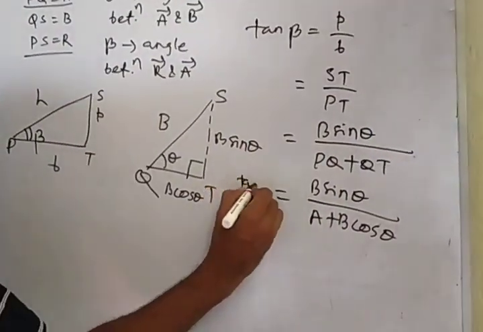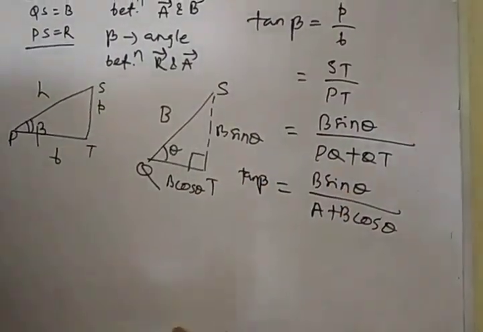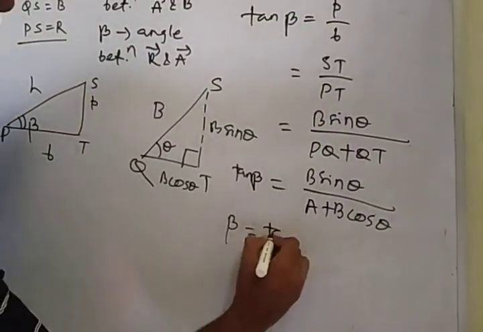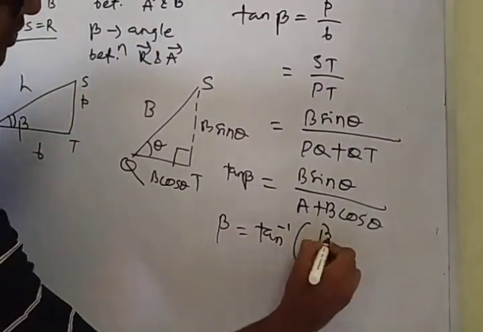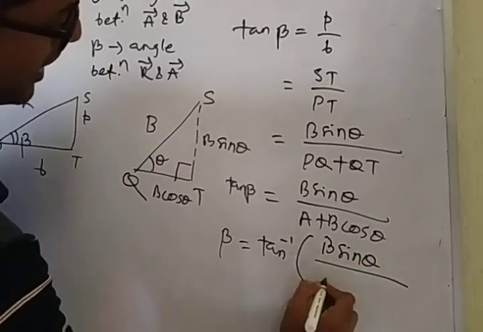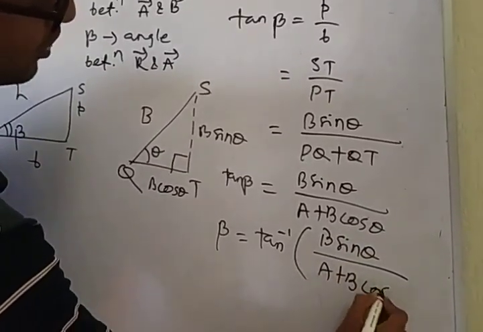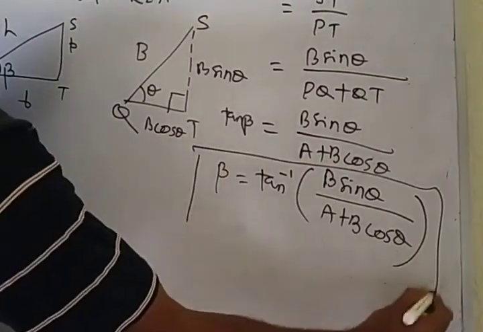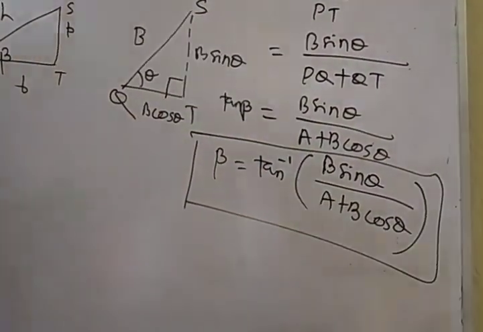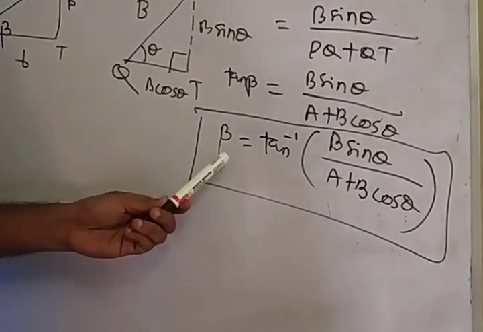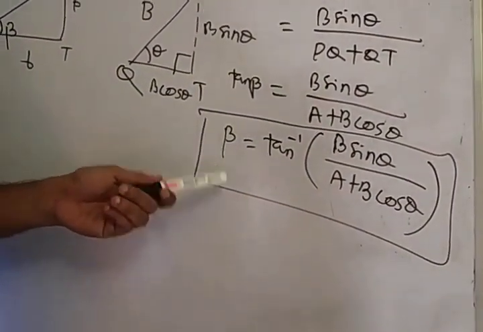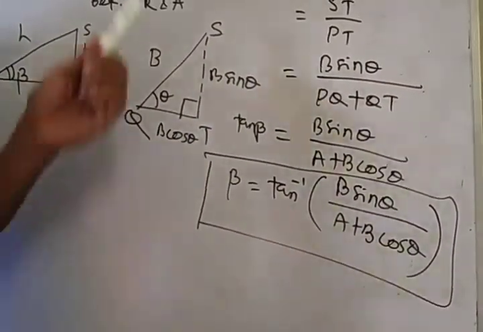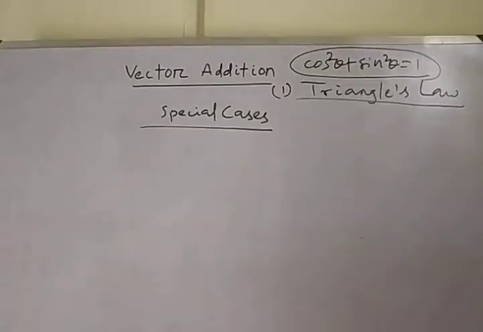So I got tan beta equals B sin theta by A plus B cos theta. So beta equals tan inverse of B sin theta by A plus B cos theta. So this will give me the direction of the resultant of two vectors. Beta is the angle made by the R vector with any of the two vectors. Here I have considered the A vector.